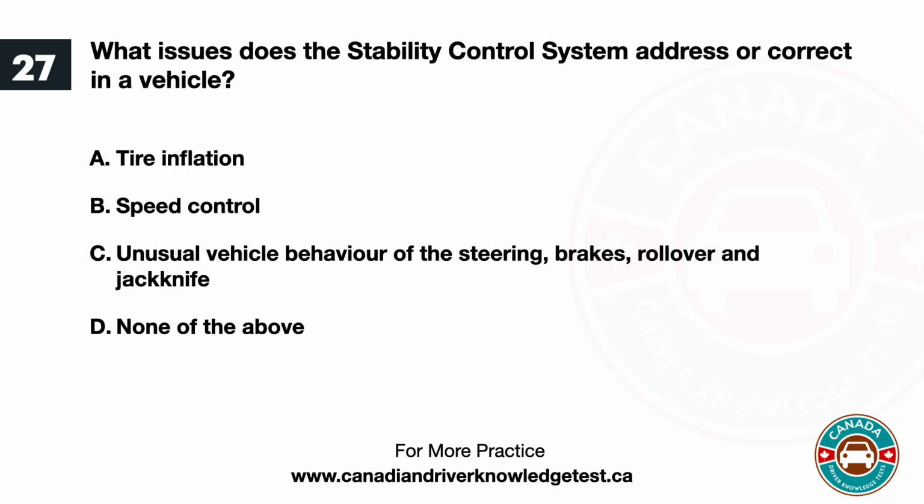Question 27. What issues does the stability control system address or correct in a vehicle? A. Tire inflation. B. Speed control. C. Unusual vehicle behavior of the steering, brakes, rollover, and jackknife. D. None of the above. The answer is C. Unusual vehicle behavior of the steering, brakes, rollover, and jackknife.